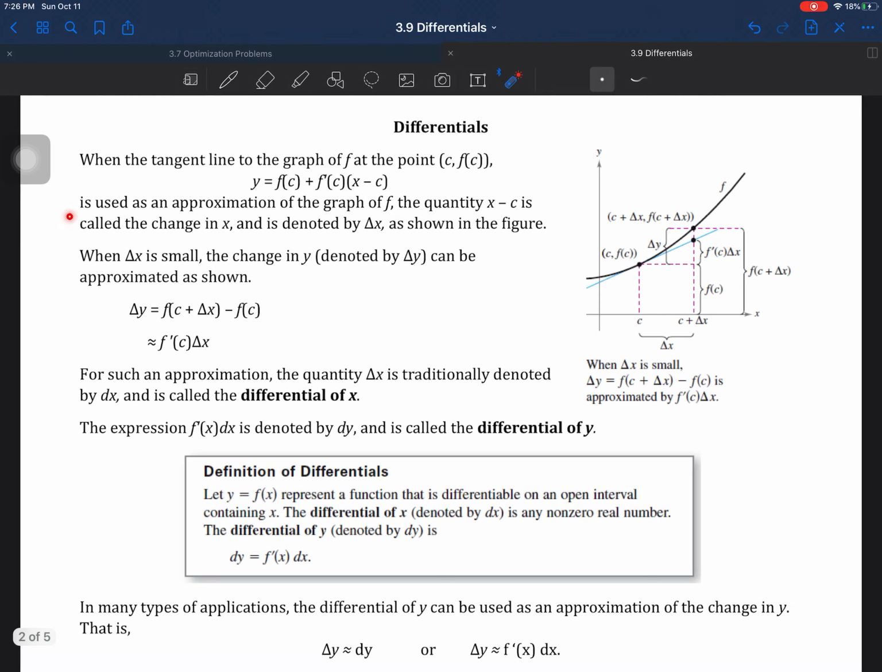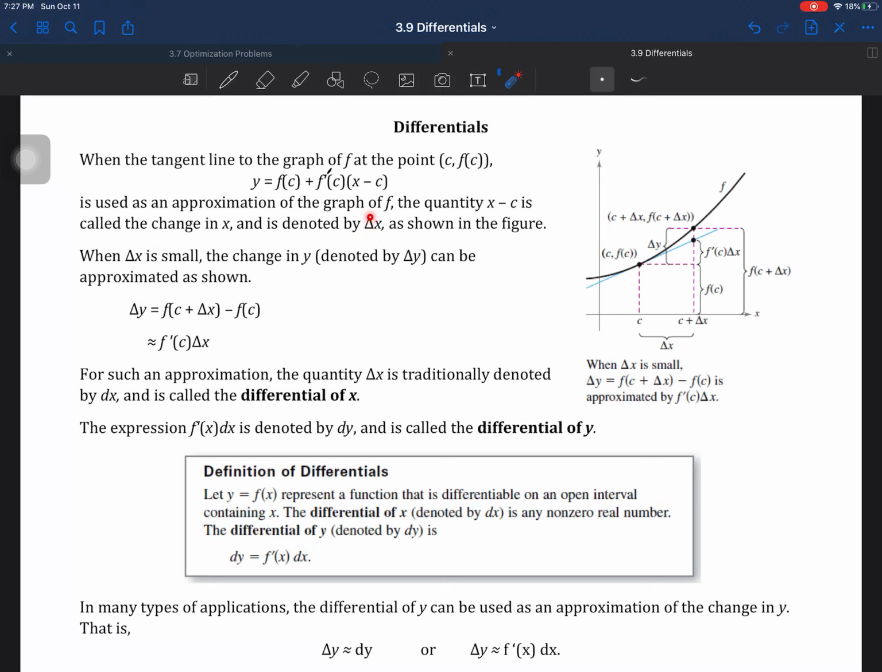So let's formalize this. When we have a tangent line to the graph of f at the specific point of reference c and f of c, we can create the equation for the tangent line. I want to make sure that this is clear. There's a prime in here, and we use this tangent line as an approximation of the graph of f. And the quantity x minus c will be called the change in x, which is denoted as delta x here.